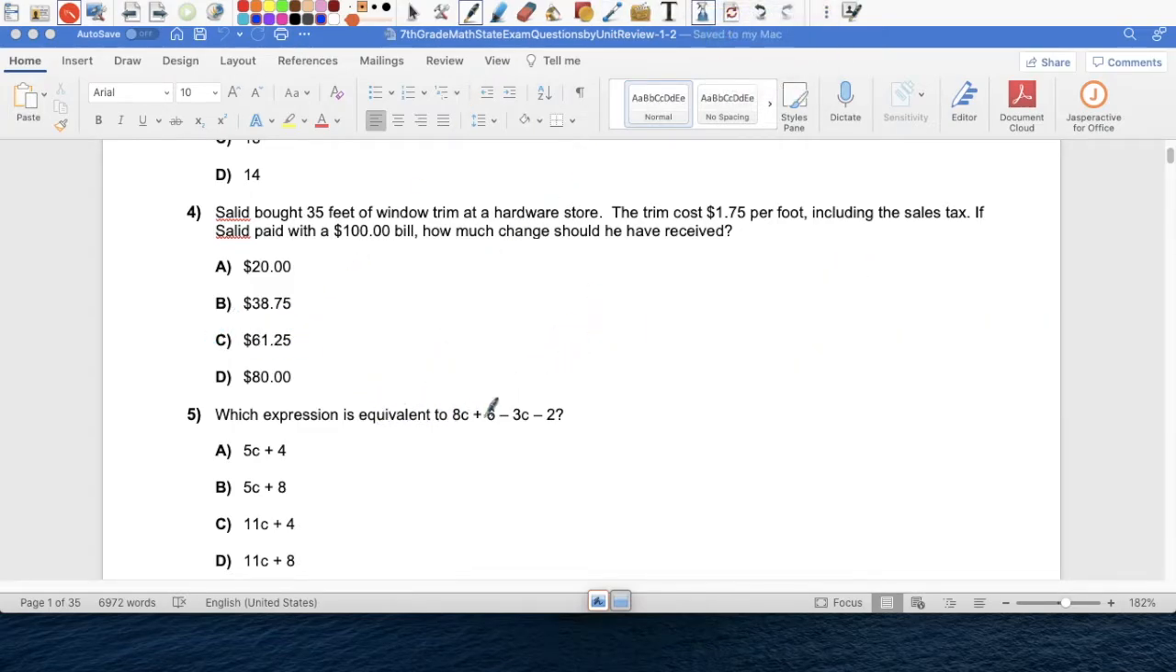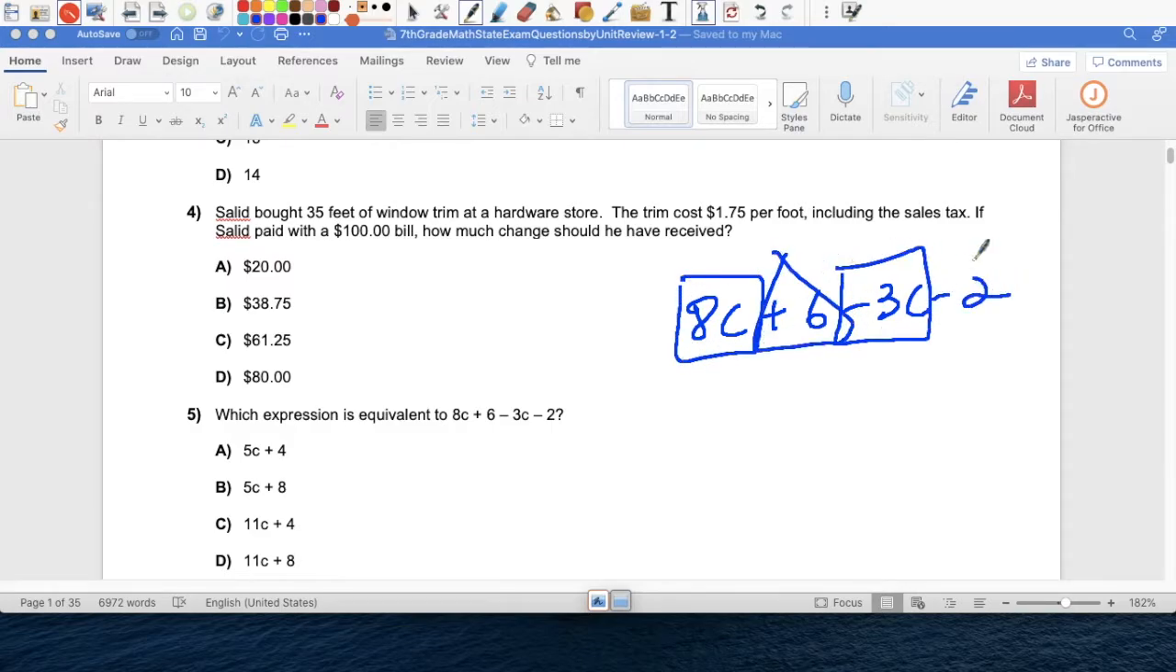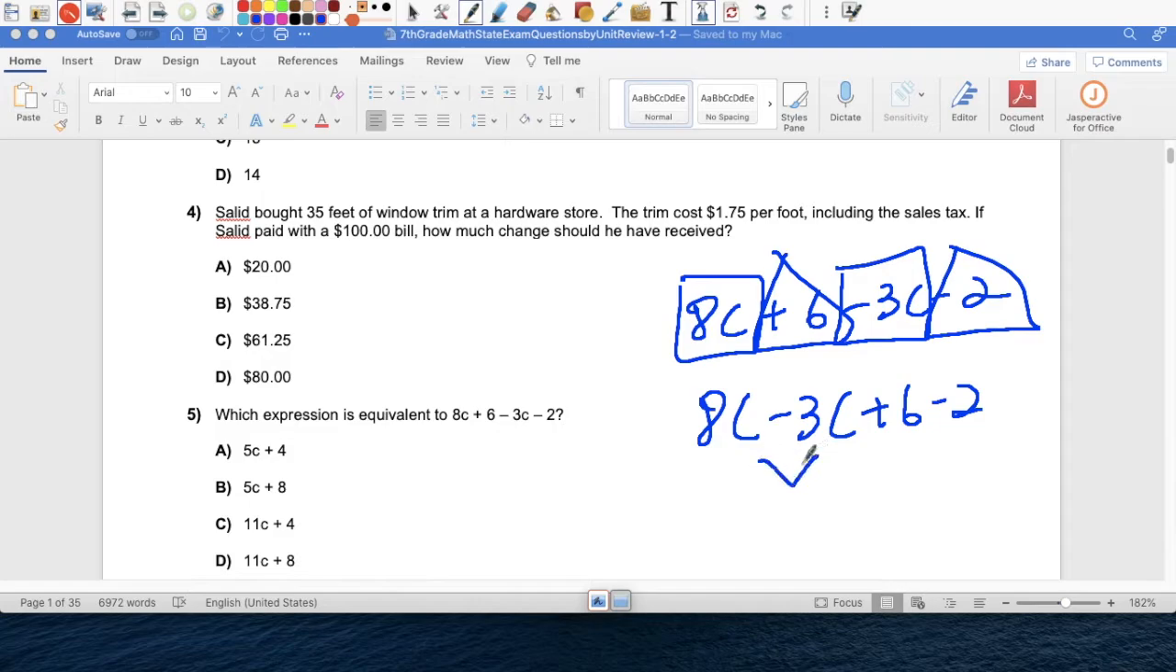Which expression is equivalent to 8C plus 6 minus 3C minus 2? So again, combine like terms. So this guy and this guy are like terms, and this guy and this guy are like terms. So 8C minus 3C, and then plus 6 minus 2. This is going to give me 5C plus 6 minus 2 is 4.